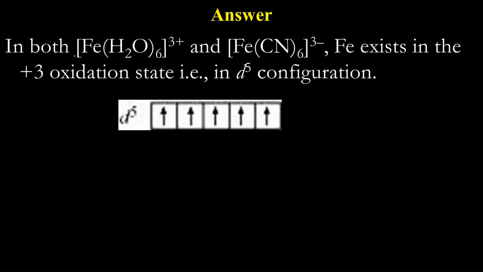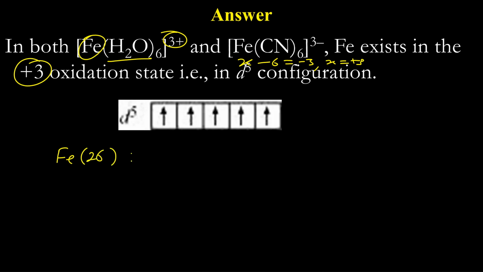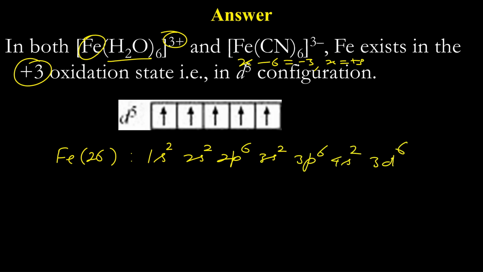So in case of [Fe(H2O)6], Fe exists in both cases in +3 oxidation state. Here, whatever you have is on Fe because H2O is neutral. Here it is x minus 6 equals -3. So again, x equals +3. In both cases, it is +3 oxidation state. And iron is 1s2, 2s2, 2p6, 3s2, 3p6, 4s2, 3d6. So this is the configuration.